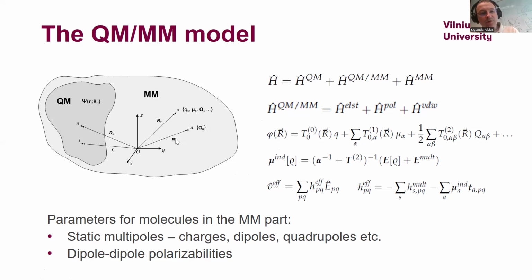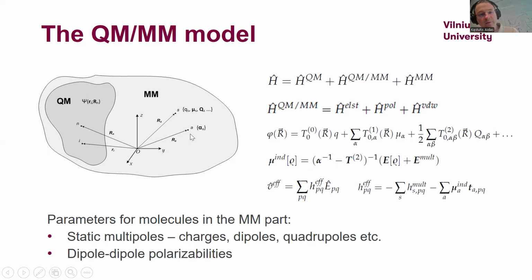But then we can also make another step forward by assigning not only the static multipole moments to the molecules in the classical part, but also dipole-dipole polarizabilities. These can be either isotropic polarizabilities, or you can also use the tensor form, I mean, as a second rank tensor, that these polarizabilities are represented mathematically.